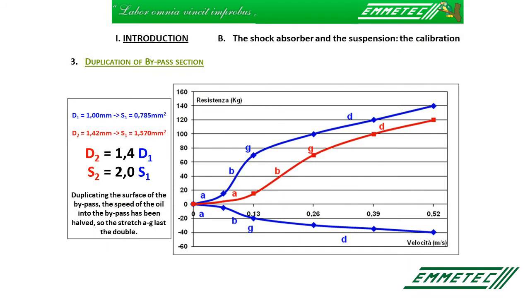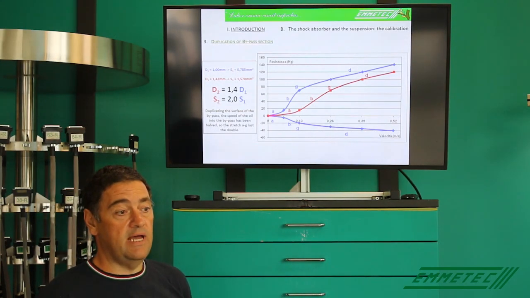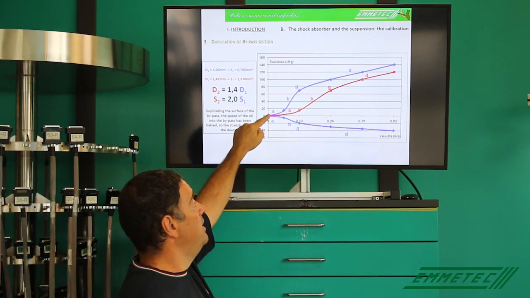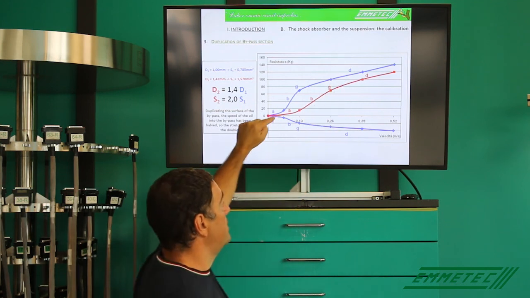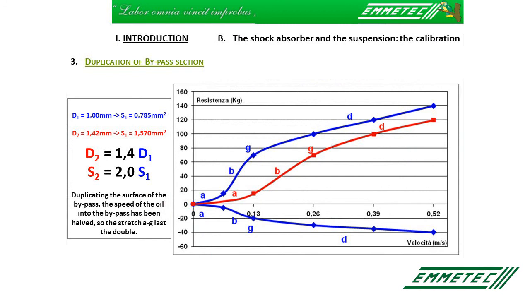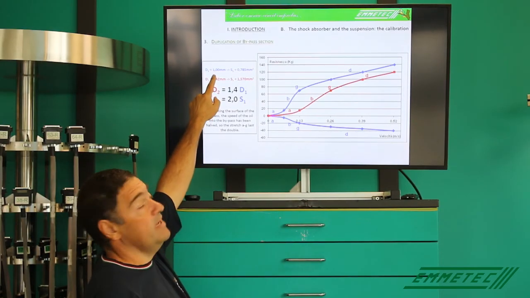Now we will see how the diagram of the shock absorber changes when we modify the diameter and section of the bypass. Suppose that in the original shock absorber that we saw previously, we had the blue diagram. And suppose that we obtain the blue diagram using only one bypass made with one single hole with a diameter of 1 millimeter.